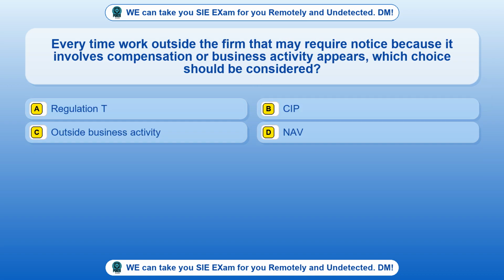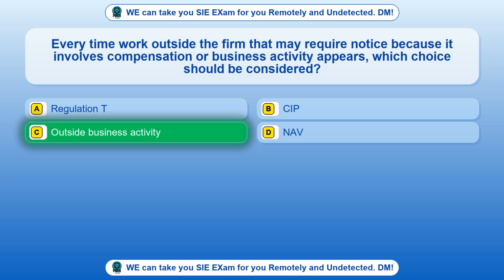Question 75. Every time work outside the firm that may require notice because it involves compensation or business activity appears, which choice should be considered? Option A, Regulation T. Option B, CIP. Option C, outside business activity. Option D, NAV. The correct answer is option C, outside business activity.